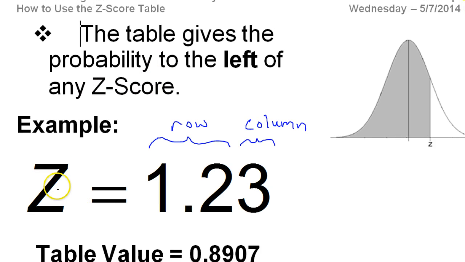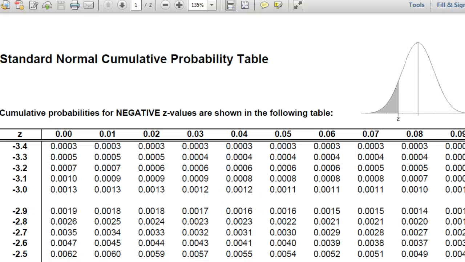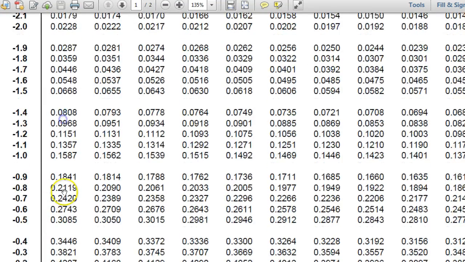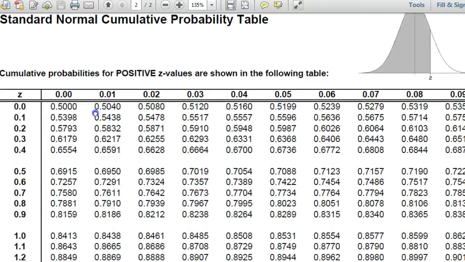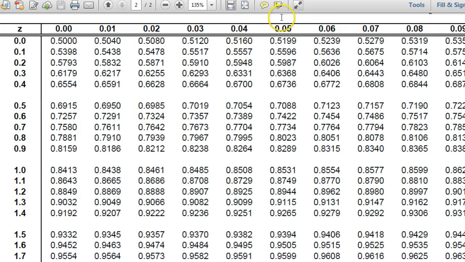So for example, say you had a z-score of 1.23. These first two numbers, the 1.2, tell you which row to look at, and the 3 tells you which column to look at. So the last number is the column. Let's see what in the world I am talking about. First we look for the 1.2. These are all negative, so I keep going. Positives are over here.